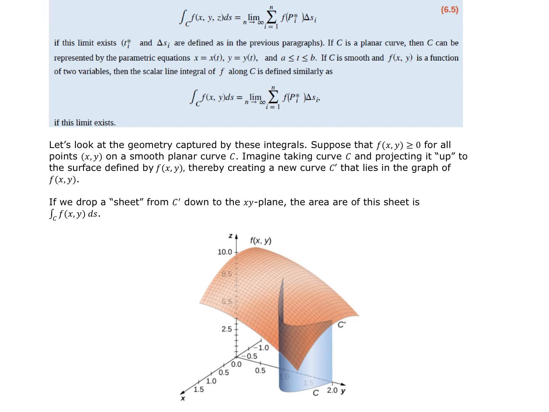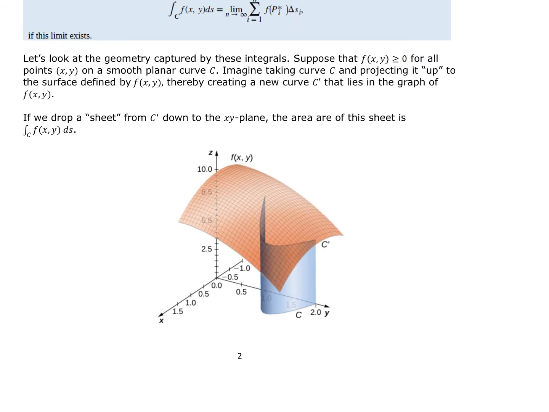So suppose we have this function f of x, y that is greater than or equal to 0 for all points (x, y) on the smooth curve C. Imagine taking the curve C and projecting it upwards. Here's our curve C, and we've projected it upwards. When we project it up, the surface up here is going to be defined by f of x, y, where we now have this curve, we'll call it C prime, that lies in the graph of f of x, y.